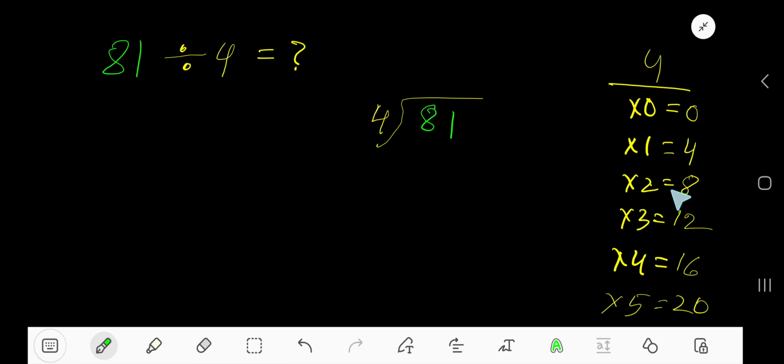4 goes into 8, how many times? 2 times. 2 times 4 is 8. Subtract, 0. Bring down this 1. 0, 1 means 1. 4 goes into 1 how many times? 0 times, as 1 is less than 4. So 0 times 4 is 0. Subtract, 1. So our answer is 20, remainder 1.